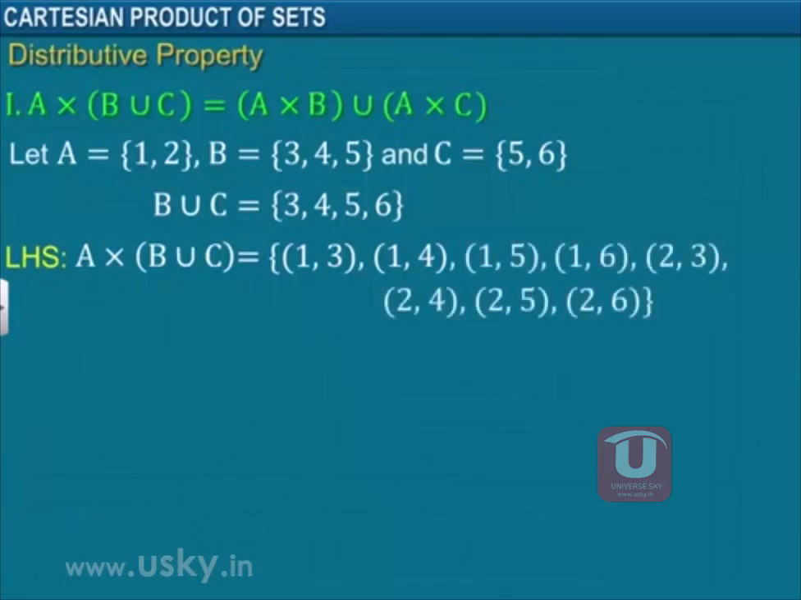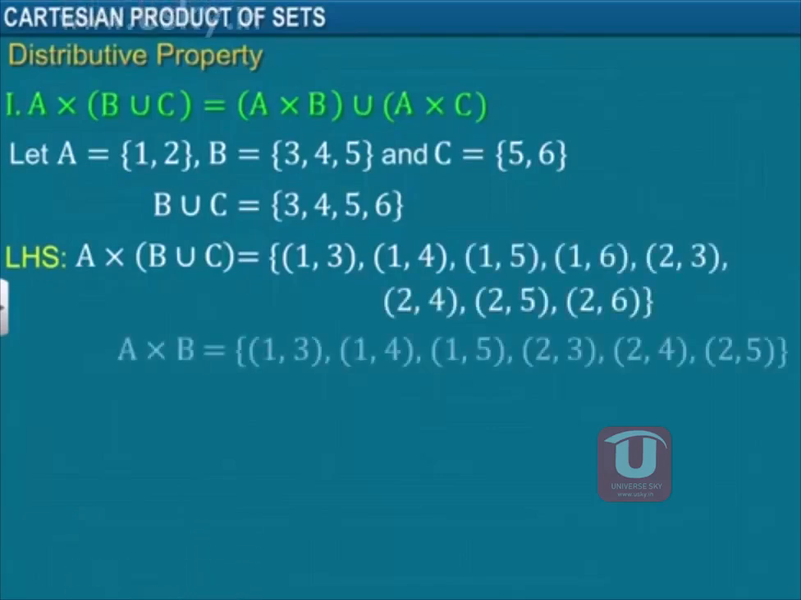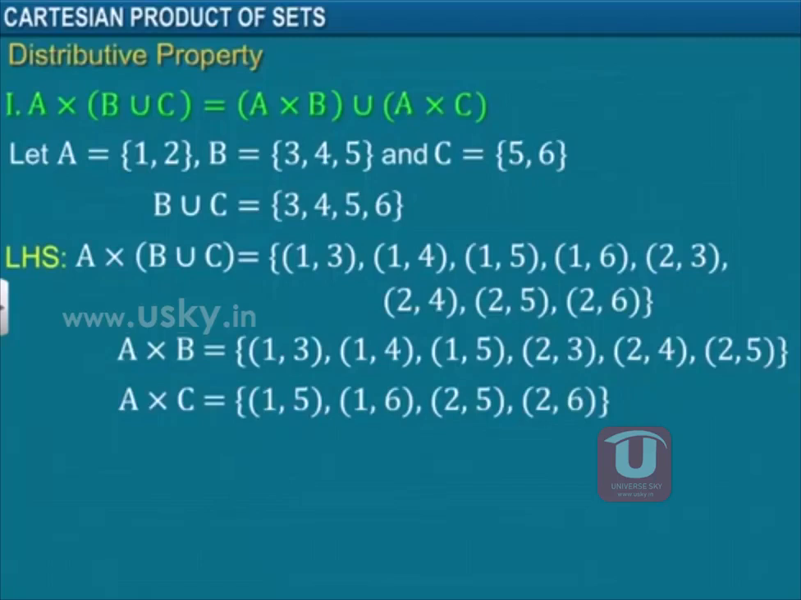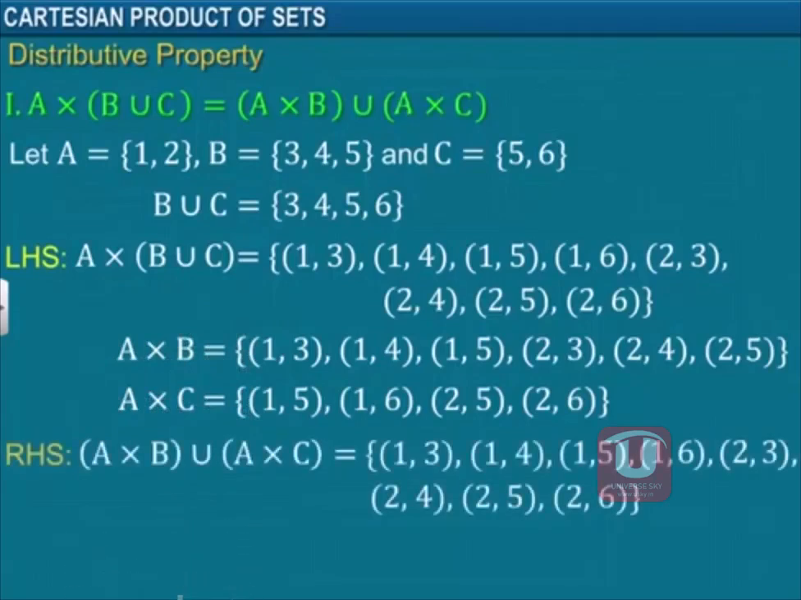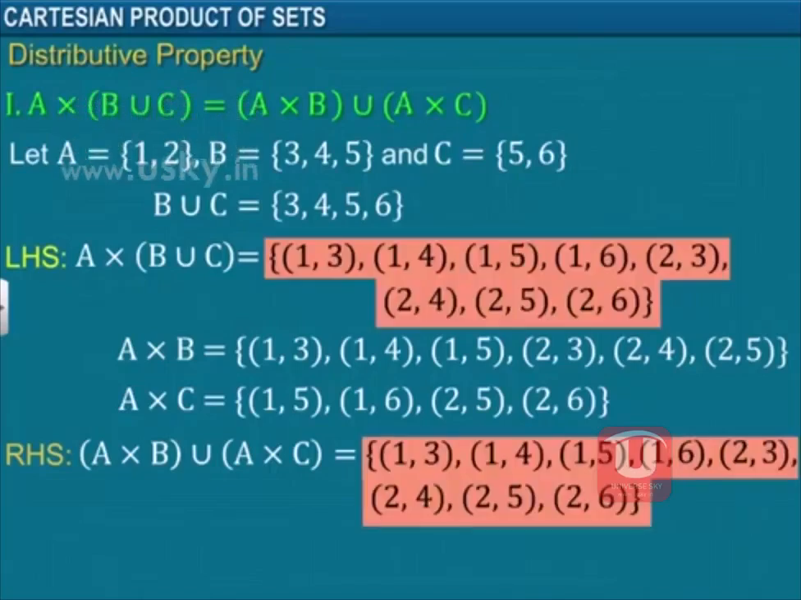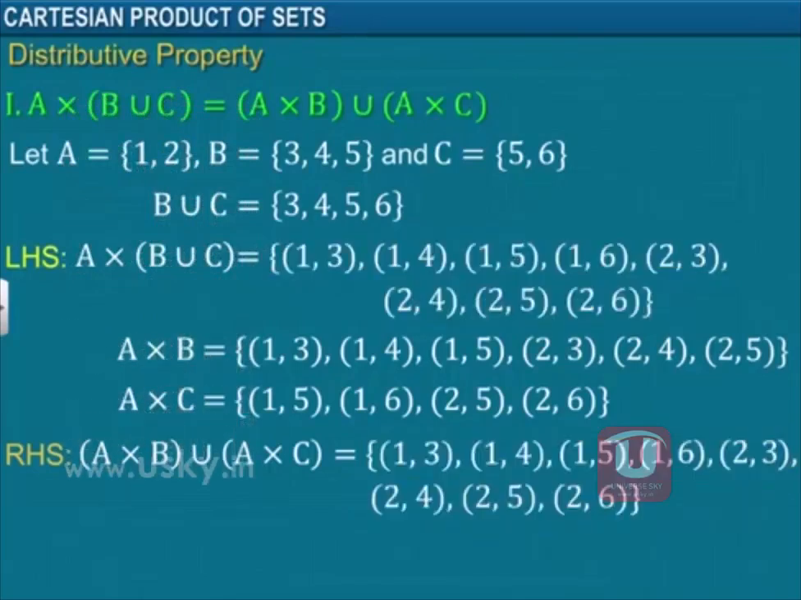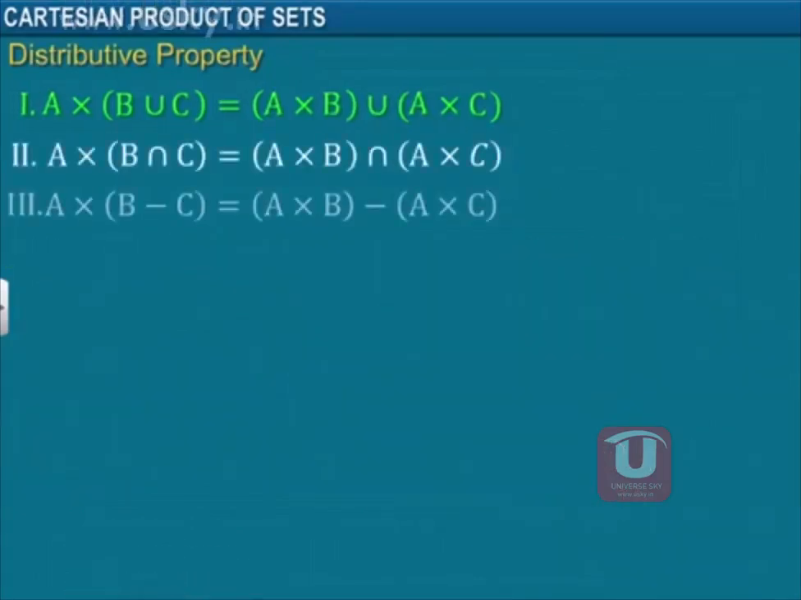Now, let us find the Cartesian product of A and B, and A and C. Now, let's evaluate the right-hand side. The union of the Cartesian product of A and B, and A and C is the set as shown. Hence, both the right-hand side and the left-hand side are sets consisting of the same ordered pairs. Hence, this property is verified. Similarly, the other 2 results of the distributive property can be verified.